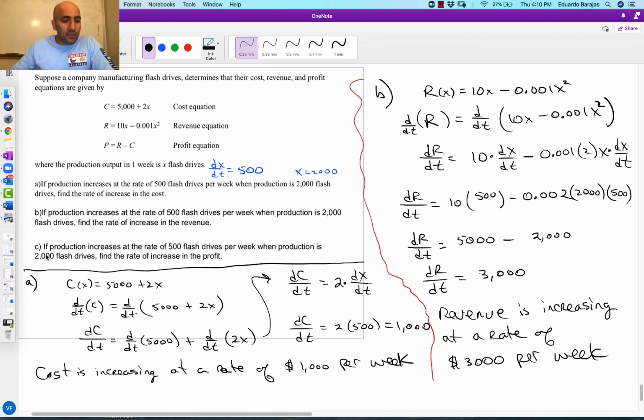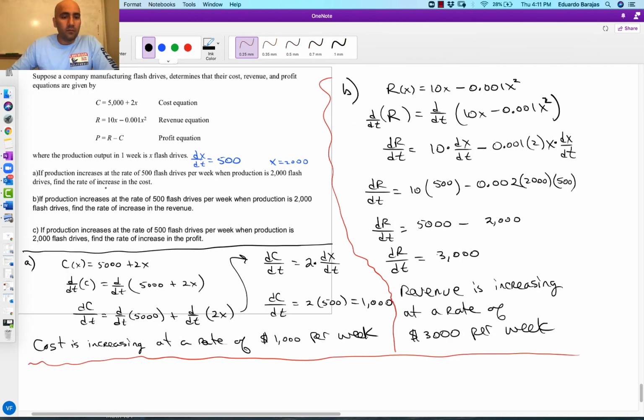So finally, part C, if the production increases at the rate of 500 flash drives per week when the production is 2,000 flash drives, find the rate of increase of the profit. Okay, so now for part C, let's look at our profit. So part C, we'll squeeze it in down here. So we have that our profit is equal to R minus C, the revenue minus the cost.